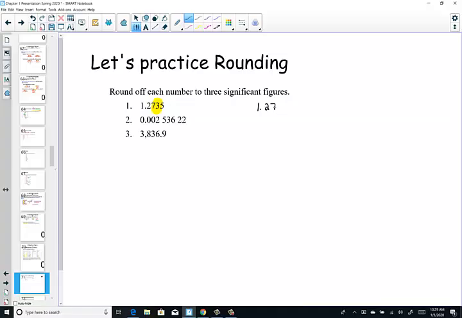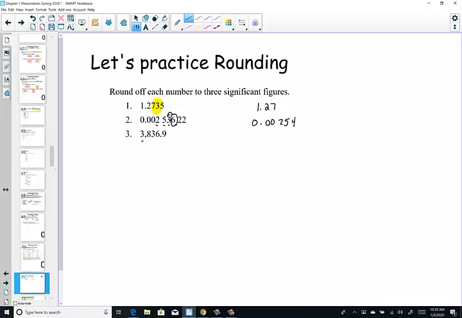1.27 is 3 sig figs. Here we have 1, 2, 3 sig figs. This is the number that we need to look at. It's the number that will be dropped. Clearly it's above 5, so we have to round up. So we go 0.00. Those are not significant digits. Then I go 2, 5, rounding the 3 up to a 4. That's 3 sig figs rounded up.